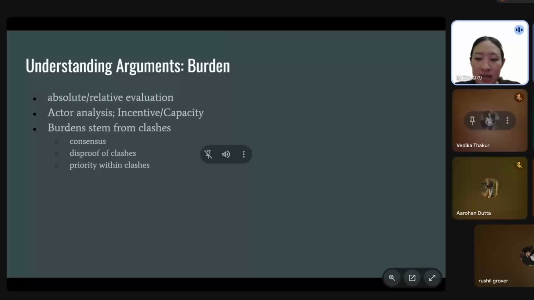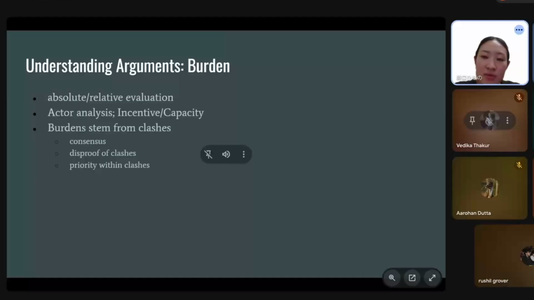The last thing is that the burden stems from clashes, which I think differ from round to round. There are several things. The first thing is about the consensus. I think in some rounds, some characterizations or some premises will be shared and have consensus. So I think the consensus part will not be a very heavy burden that teams have to prove.